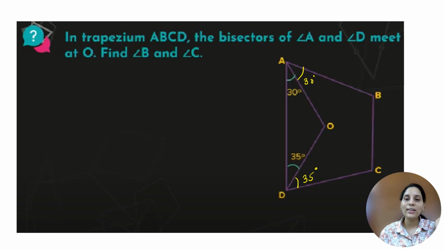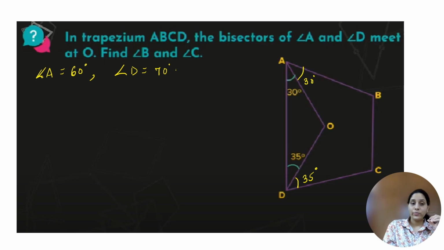Now, how do we do that? Angle B and angle C. Now, from this I can write that angle A is equal to 60 degrees and angle D is equal to 35 plus 35, which is equal to 70 degrees. So we have two angles. Now, how do we find angle B and angle C? Since it is a trapezium, what are the properties for trapezium? That we have one pair of parallel sides. This is parallel to this.